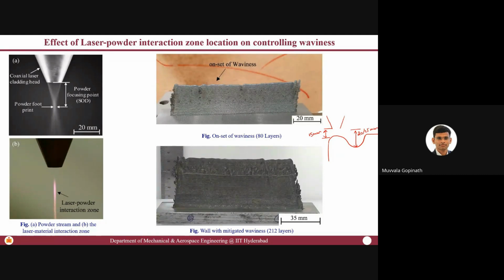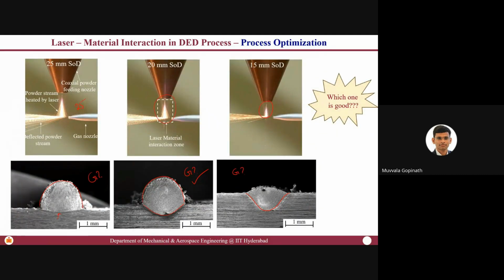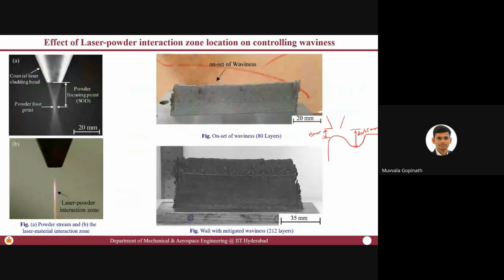Now, if you go back to our understanding, if I have a 15 mm SOD, my previously deposited layer is going to get melted more. If I have 20 or 25 mm, my deposition will be higher compared to 15 mm. Now, if you go by that logic, what will happen? The peak in your waviness will get melted, the valley will get filled.